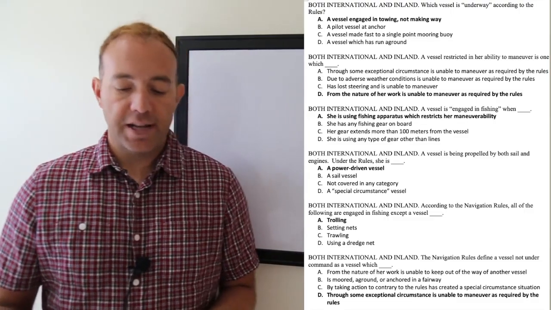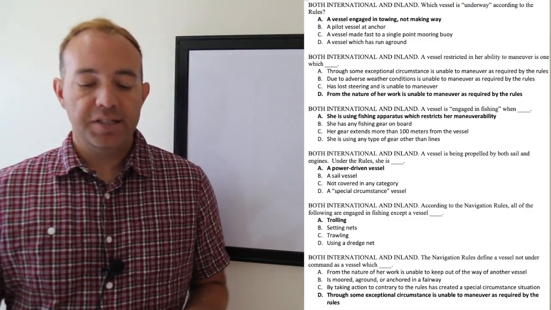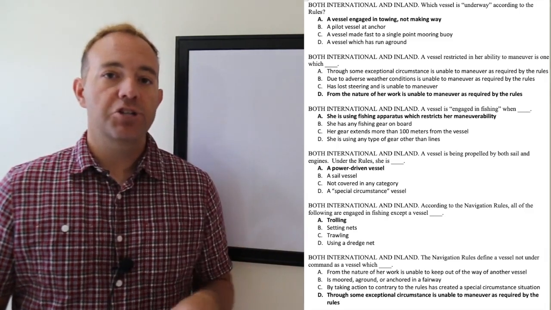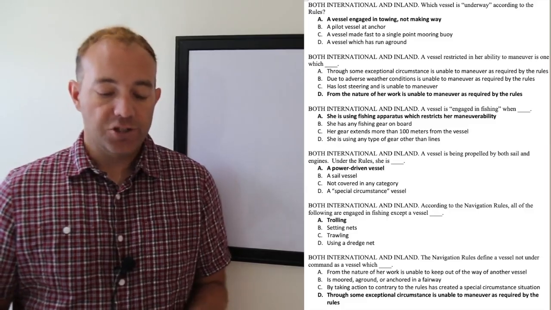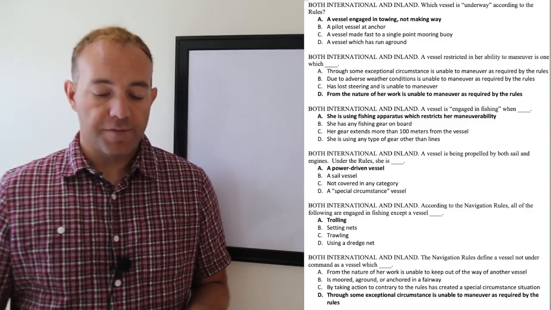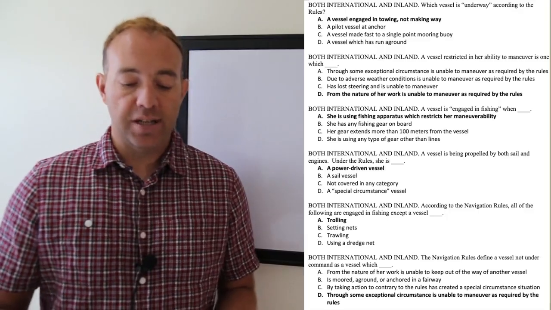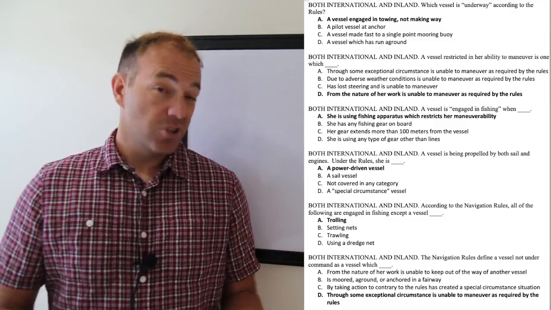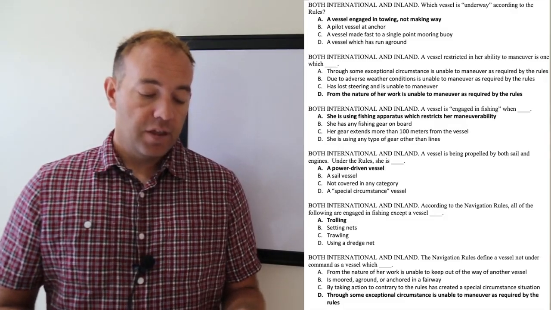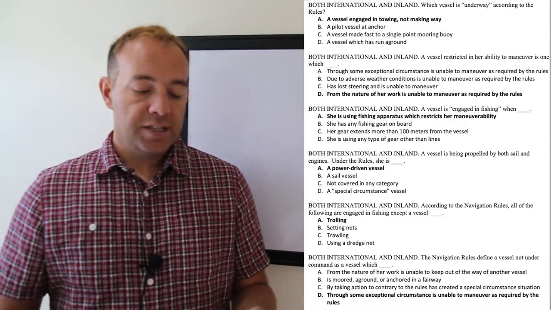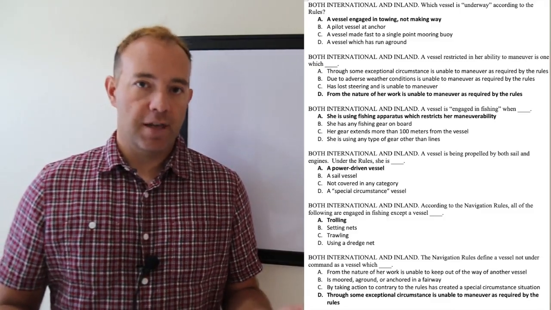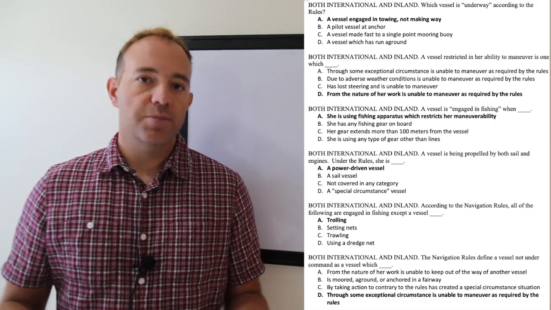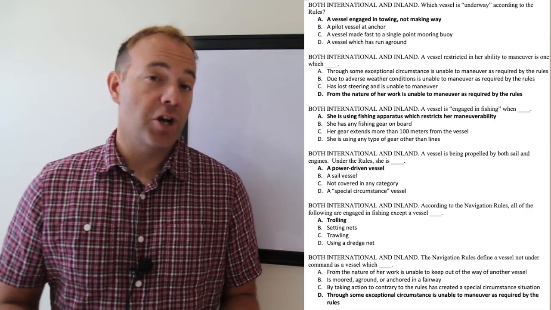For the second one, both international and inland, a vessel restricted in her ability to maneuver is one which what? Well, if you think restricted in ability to maneuver, you should immediately think the nature of her work. And choice D gets right there. A vessel from the nature of her work which is unable to maneuver as required. So looking at the other ones, choice A, exceptional circumstance, that would be a not under command vessel. Choice B, due to adverse weather conditions, is unable to maneuver, probably a not under command vessel as well. And choice C has lost steering, unable to maneuver, an exceptional circumstance again. So choices A, B, and C are all not under command vessels.